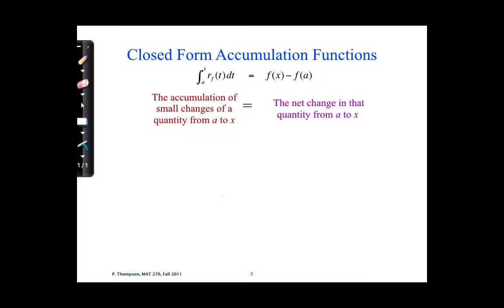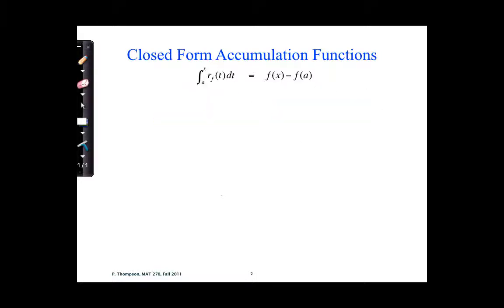So the thing on the left is showing this open form, this process of accumulating change due to rates at various points during an interval. And the thing on the right is showing how we find net change if I have an accumulation or an amount function. I just compare the beginning and the end, or the beginning and a general endpoint in this case, to find net change.